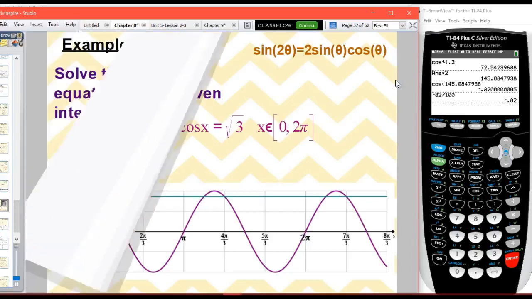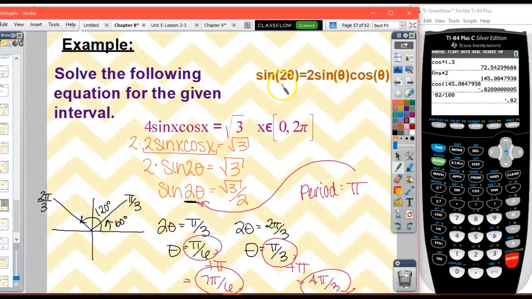And so we found all 4 answers, and again, the whole reason for these double angle identities is to help us solve an equation when we're in one where we have 2 different trig functions and we need to rewrite it. Okay, this is all of the notes for today.